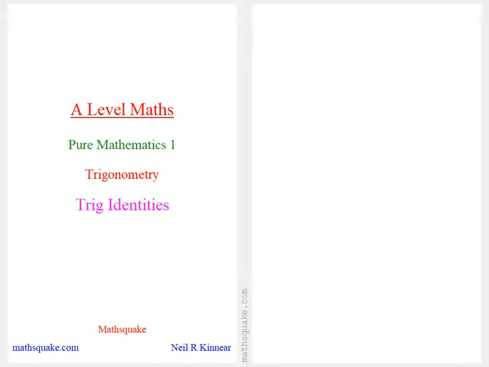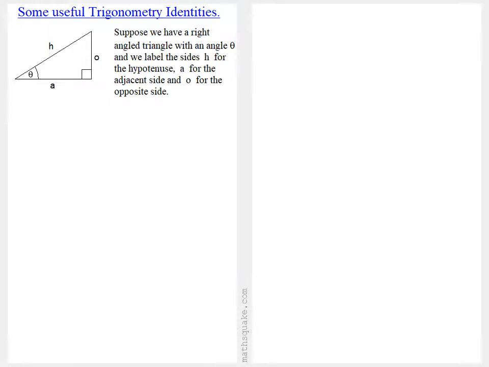A-Level Maths, Pure Mathematics 1, Trigonometry, some basic trig identities. Some useful trig identities. Suppose we have a right-angled triangle with an angle theta, and we label the sides H for the hypotenuse, A for the adjacent side, and O for the opposite side.